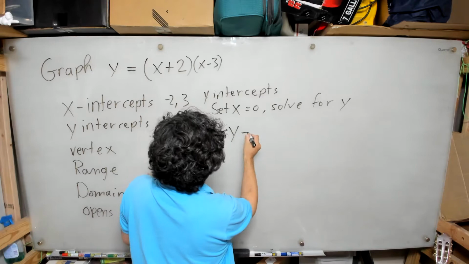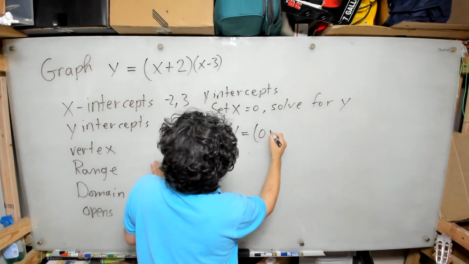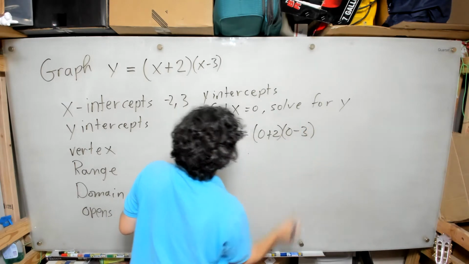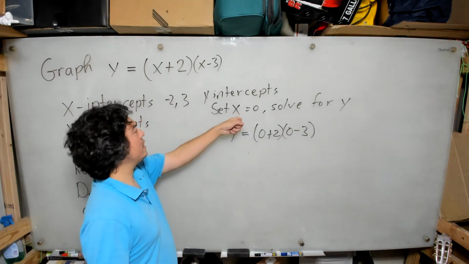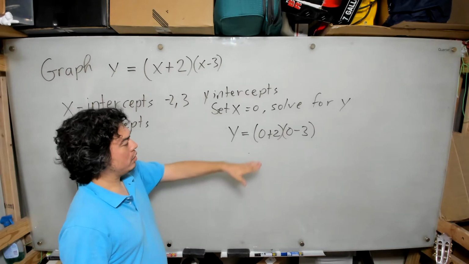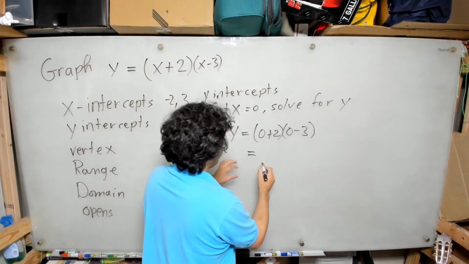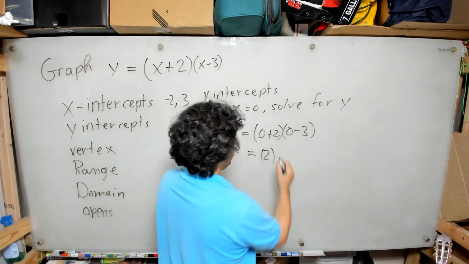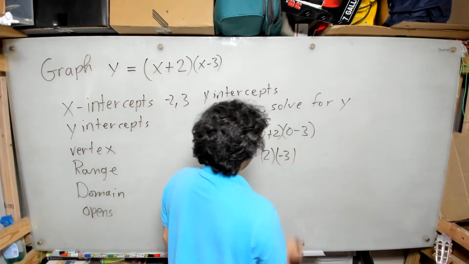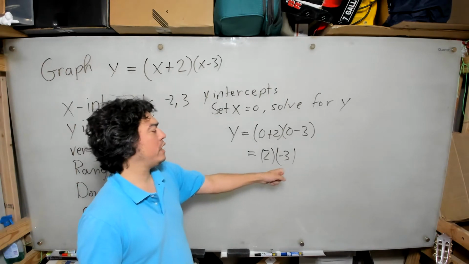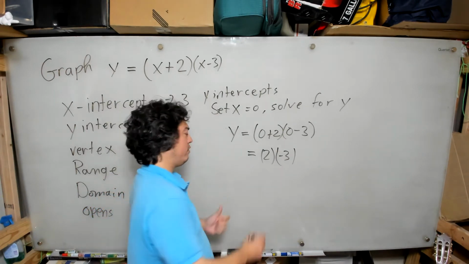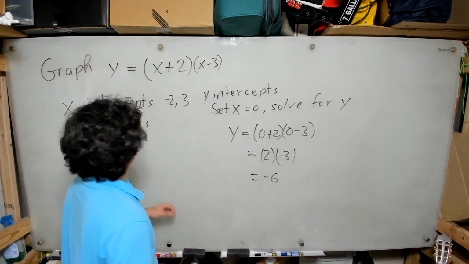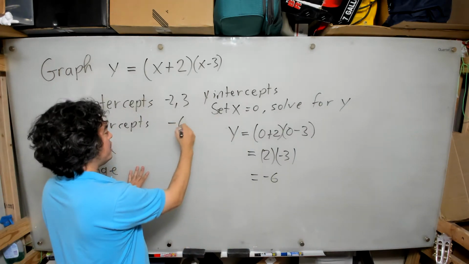So my y is going to equal 0 plus 2 times 0 minus 3. Why? Because I set x equal to 0. What is 0 plus 2? 0 plus 2 is 2. What is 0 minus 3? That's negative 3. So now I ask myself, what is 2 times negative 3? That's negative 6. So I know that my y-intercept is negative 6.